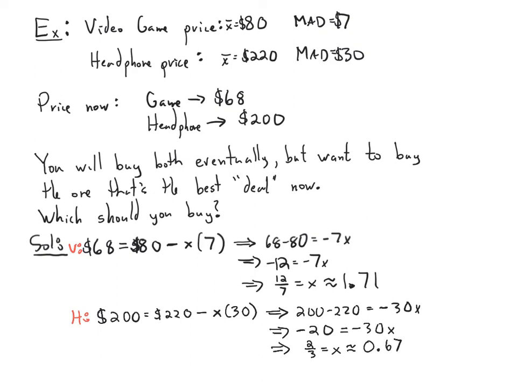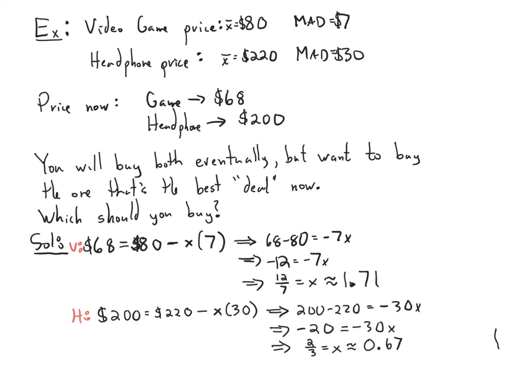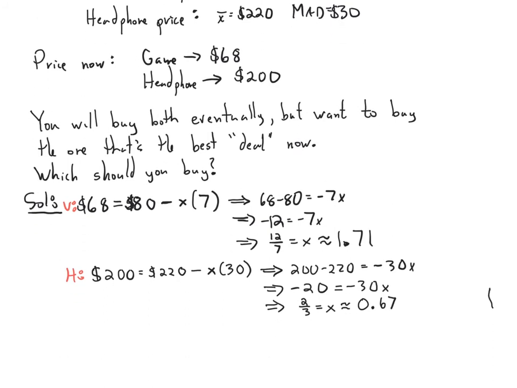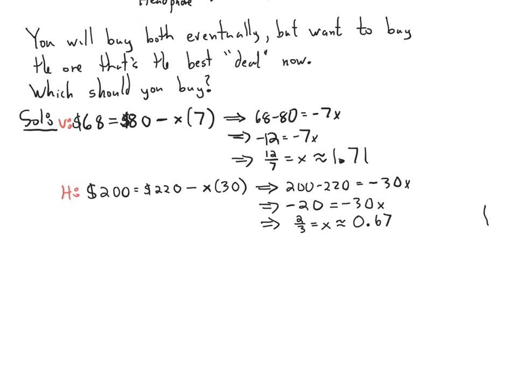So while you're saving more money by buying the headphones right now, that price is a lot closer to the mean. So it's only 2/3 or 0.67 of a mean absolute deviation away from the mean. So this is more usual compared to this guy.